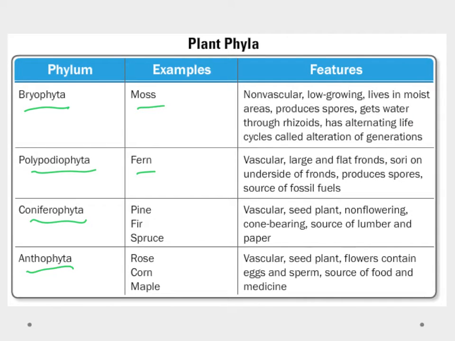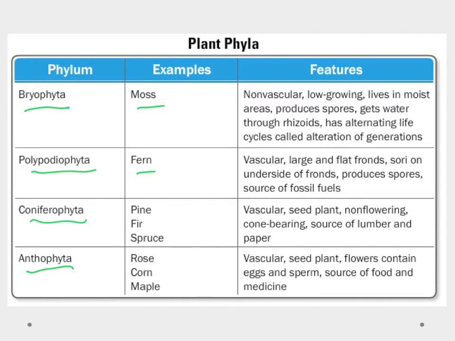So the mosses, the Bryophyta, are going to be non-vascular, and we'll talk about what that means in a few minutes. They're low-growing, they're small, they live in moist areas. They produce spores, they get their water through rhizoids, so they don't really have true roots. And then they have a life cycle of alternating generations. So I'll show you all that in a couple slides.